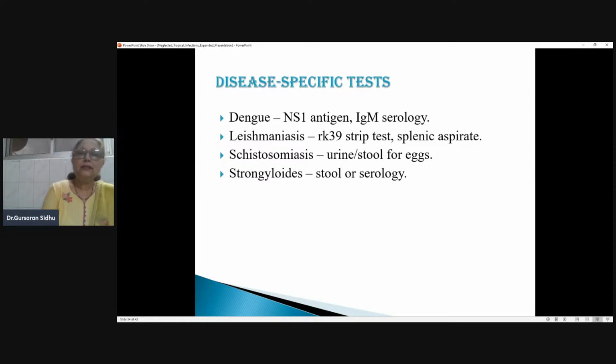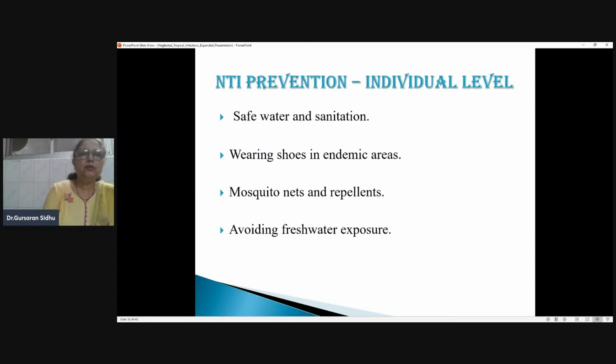Dengue antigen tests, very easy to do. IgM serology, the test comes out positive very soon. MP, malarial parasite, is sometimes very difficult to get. For leishmaniasis, the RK39 strip test is possible. Then schistosomiasis, strongyloidiasis, the tests are possible, but for helminths, you can treat them as such also.